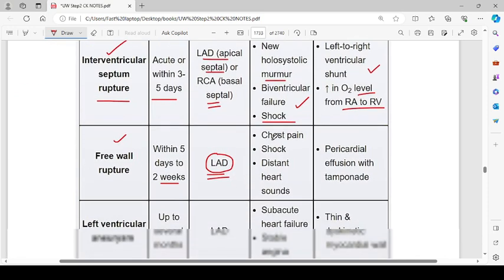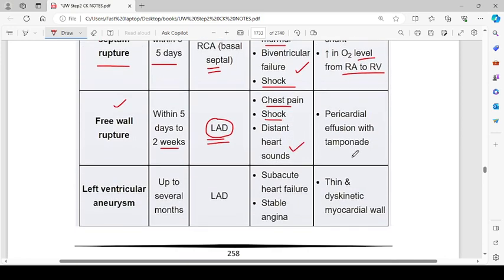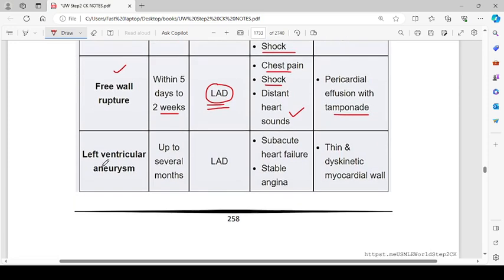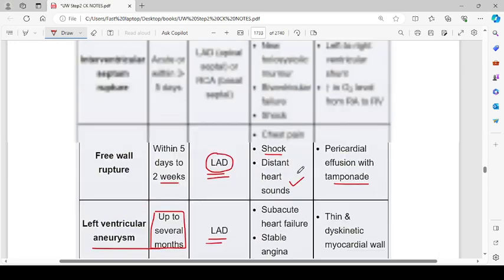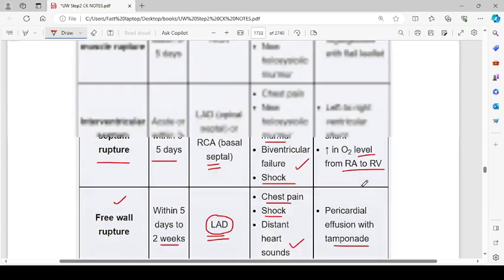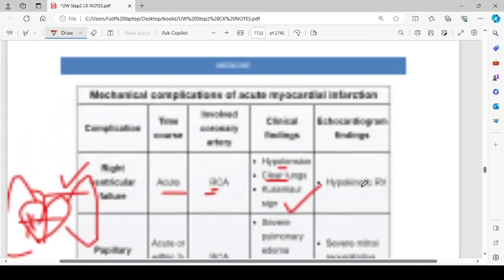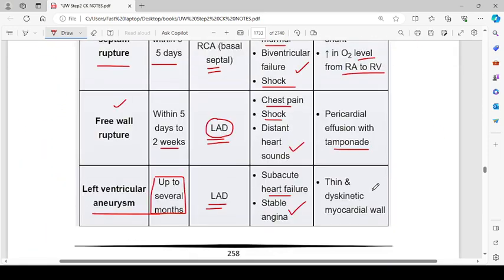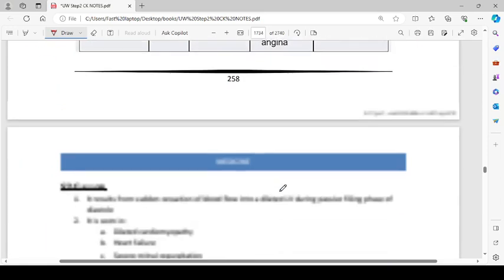Free wall rupture is associated with chest pain, shock, and distant heart sounds, and the echocardiographic finding will show pericardial effusion with tamponade. Left ventricular aneurysm happens up to several months after the MI. The obstructed artery is the left anterior descending artery, and the clinical findings will include subacute heart failure and stable angina. The echocardiographic findings will include a thin and dyskinetic myocardial wall.